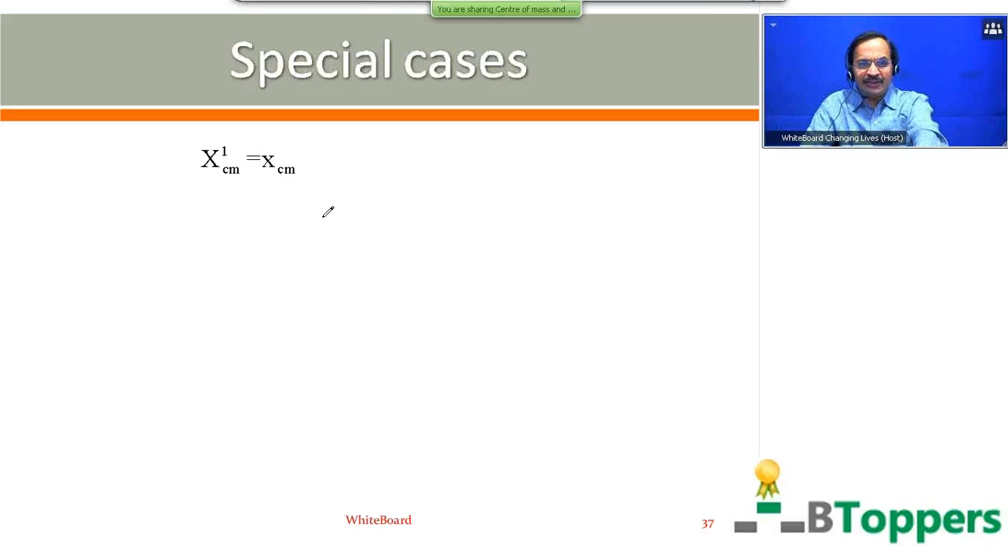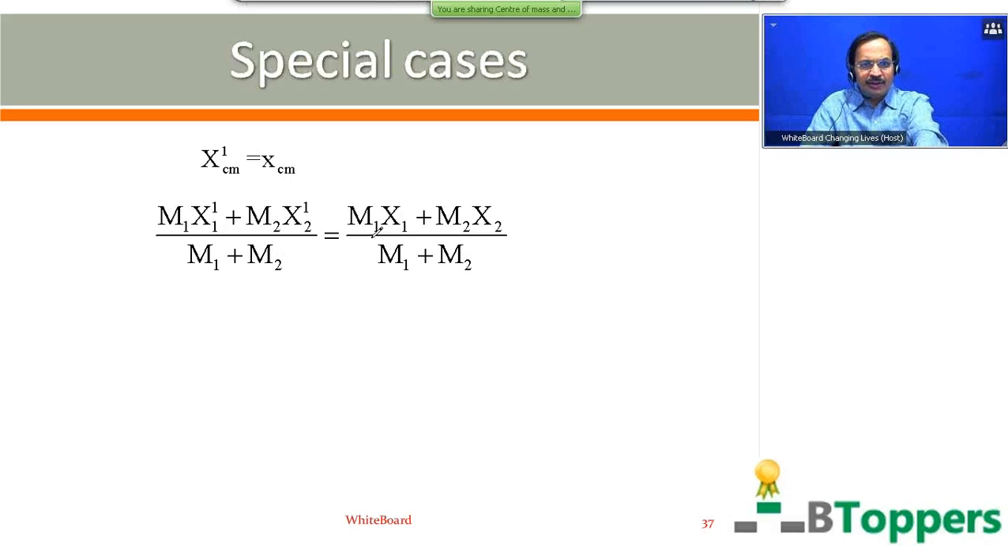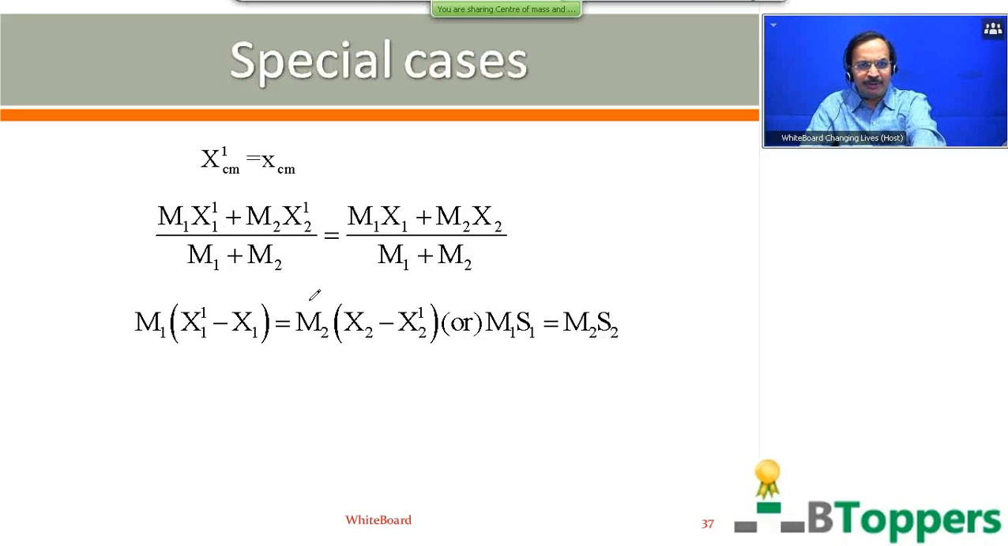XCM dash equal XCM because the center of mass system is at rest, so the distance of the center of mass from origin remains the same. XCM we can write as M1 x1 plus M2 x2 by M1 plus M2. XCM dash we can write as M1 x1 dash plus M2 x2 dash by M1 plus M2. So M1 into x1 dash minus x1, you get M2 into x2 dash minus x2. So you can cancel M1 plus M2, the denominator on the right side. So you get M1 S1 equal to M2 S2. X1 dash minus x1 is S1, x2 minus x2 dash is S2.